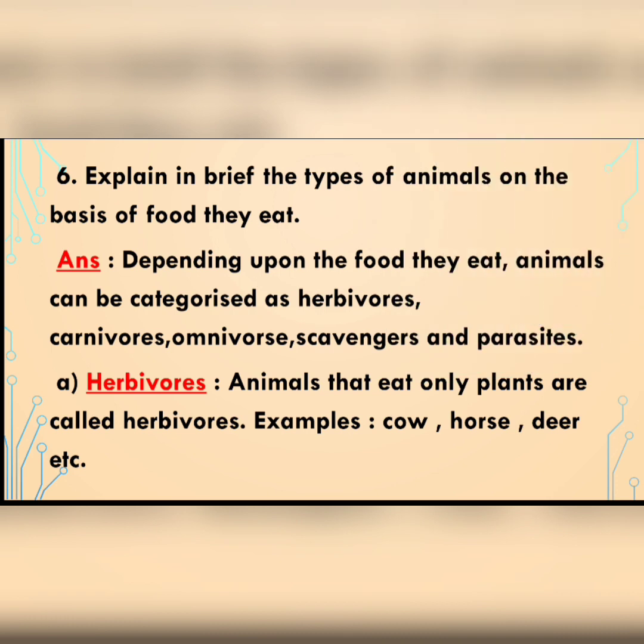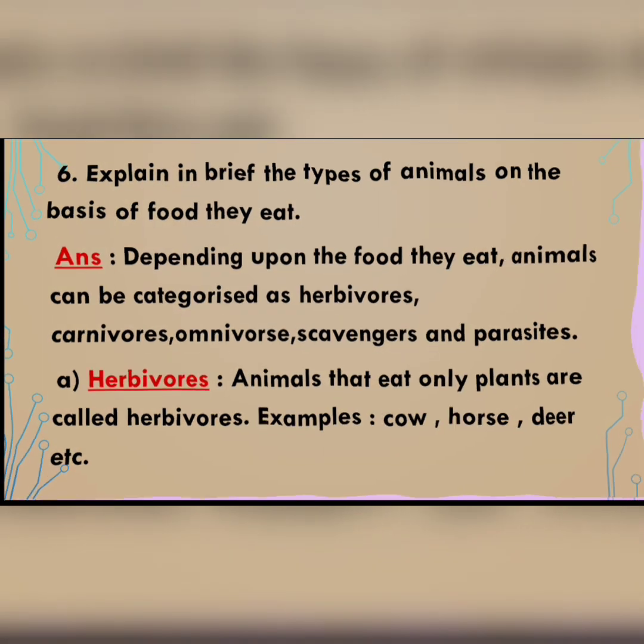The question is, explain in brief the types of animals on the basis of food they eat. And the answer of this question will be a little bit longer. Depending upon the food they eat, animals can be categorized as herbivores, carnivores, omnivores, scavengers and parasites. The first one is herbivores. Animals that eat only plants are called herbivores. Examples: cow, horse, deer, etc.